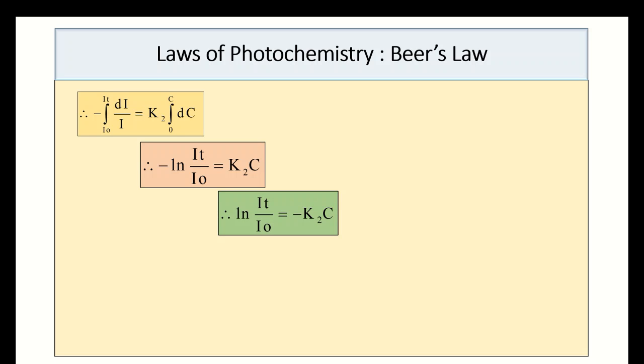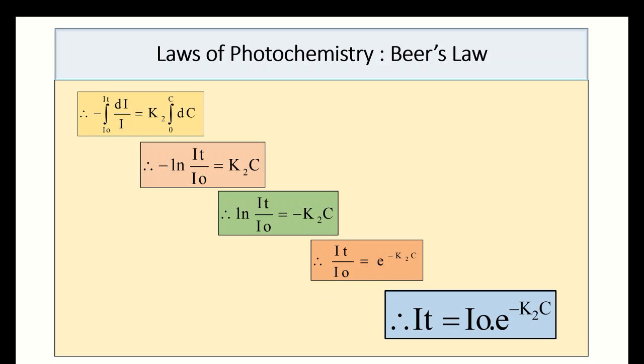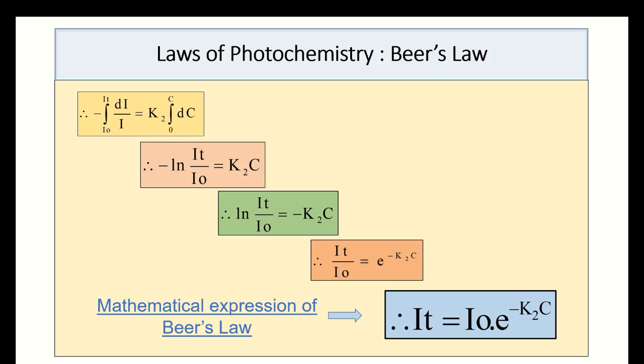That we can write as ln IT by I0 is equal to minus K2 C, or we can write IT by I0 is equal to e to the power minus K2 C. Okay, ln we take on the right side, so it is e raised to minus K2 into C. So rearranging the terms, we get IT is equal to I0 into e to the power minus K2 C. This is the mathematical expression of Beer's law.